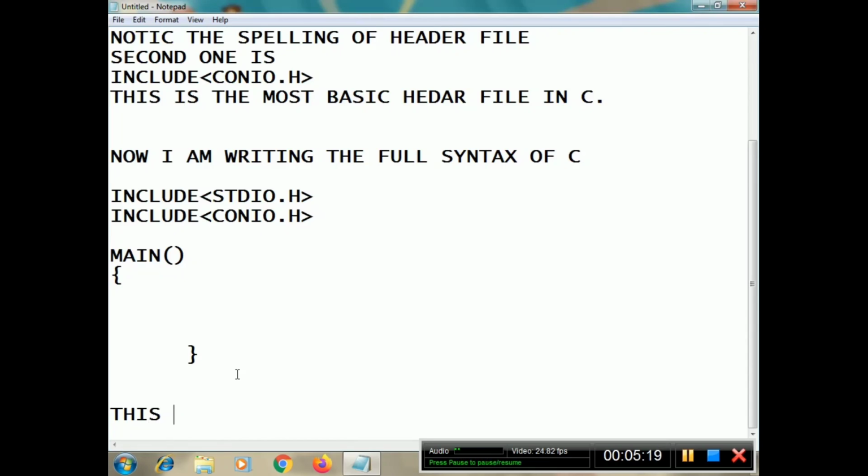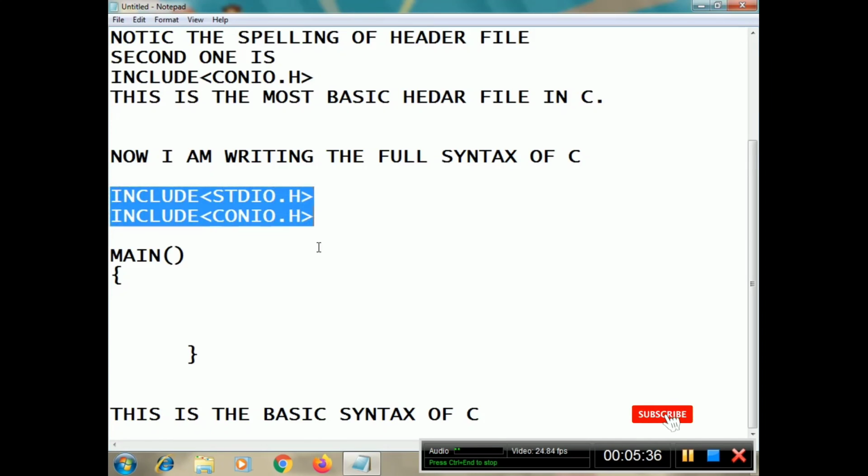Whatever program we are going to run, we have to write in the open and close braces. We have to write between this. So this is the basic syntax of C language. Okay, see, this is include, then close braces.